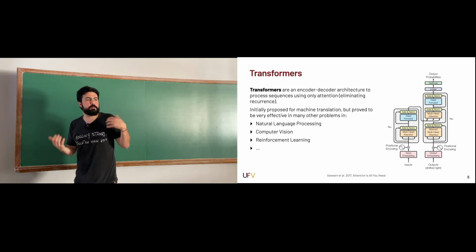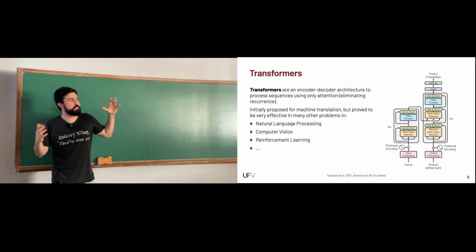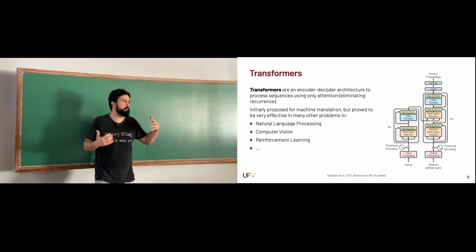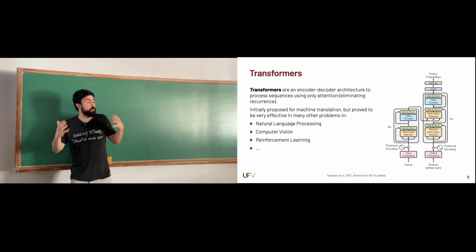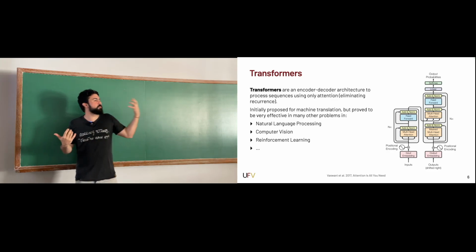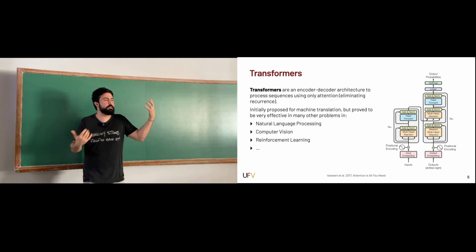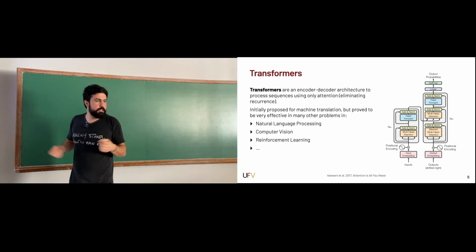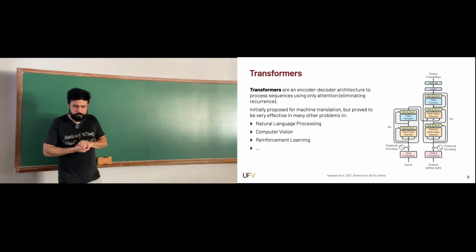For example, computer vision. Computer vision traditionally wasn't thought of as a sequential problem. People would think of an image as one unit, but now you can see an image as a sequence as well, of image patches or just pixels if you want. And then all of a sudden you can use transformers as well.